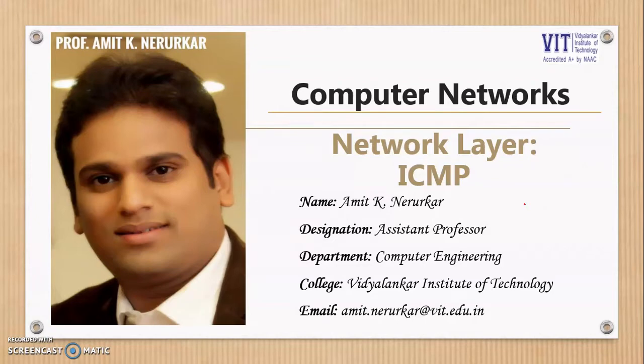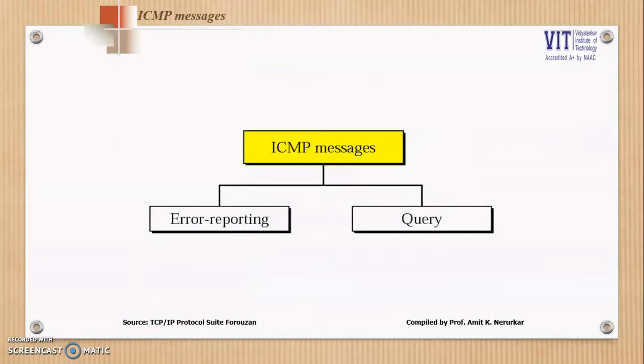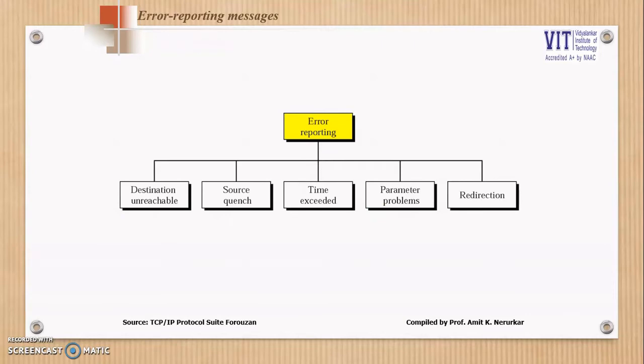So this particular ICMP sends two types of messages. The first message is known as error reporting message, the second message is known as query response message. So initially we would be focusing on error reporting messages. The first message, what you can see on the screen, is destination unreachable.